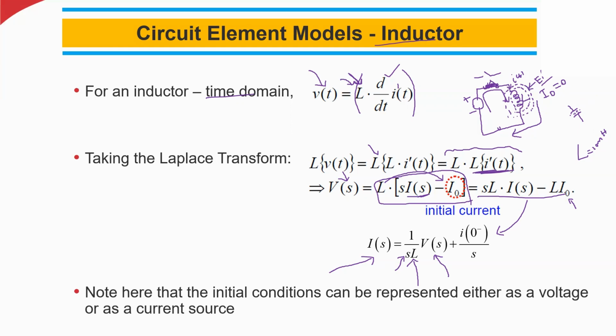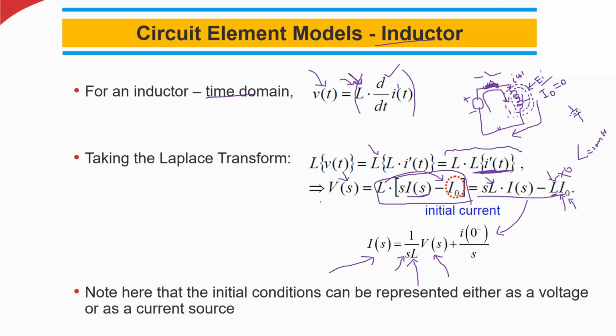Now L times I of 0, where L is the inductance value. If I have 10 millihenries, then 10 times the initial current before I close the switch, whatever the current across this inductor, that is called the initial current. In this assumption, I assumed this is 0. So I naught is equal to 0, so 0 times L is 0. But here you have S times L, that is the inductance value, and I of S, that is the current flowing through this inductor.